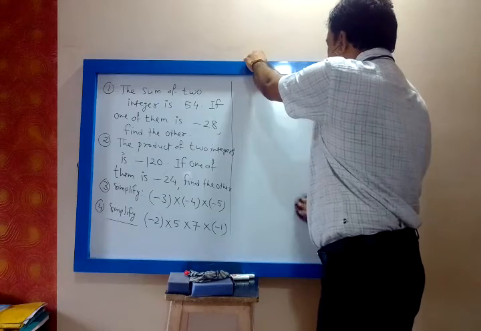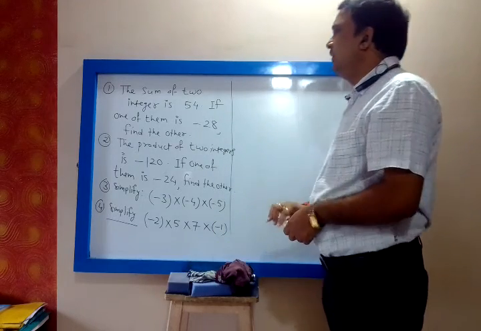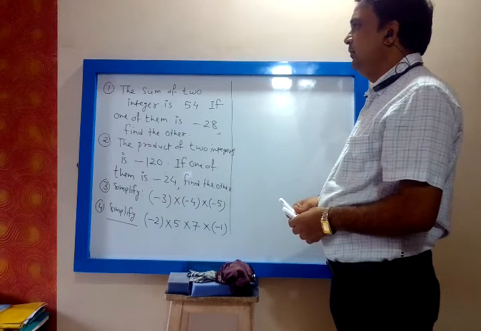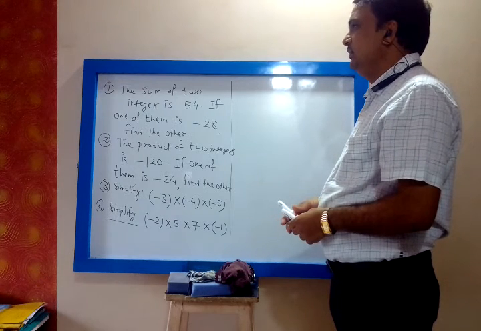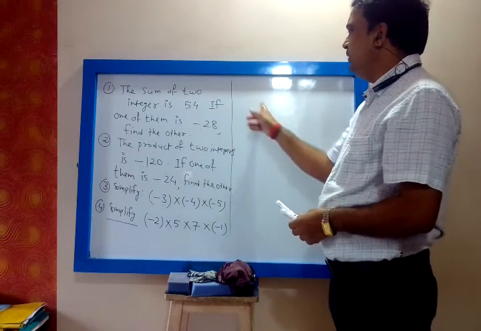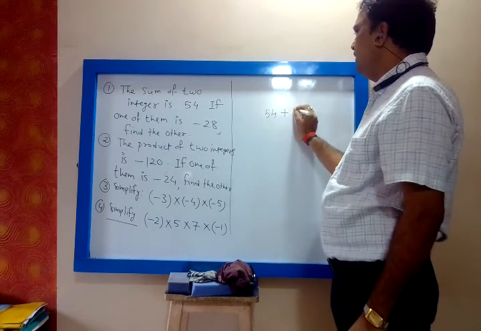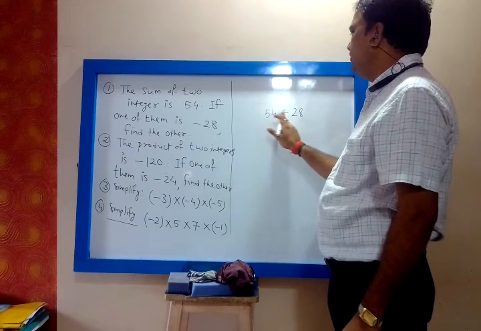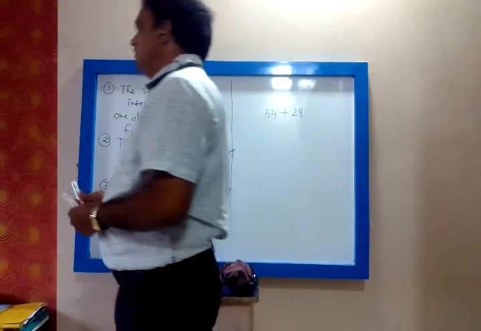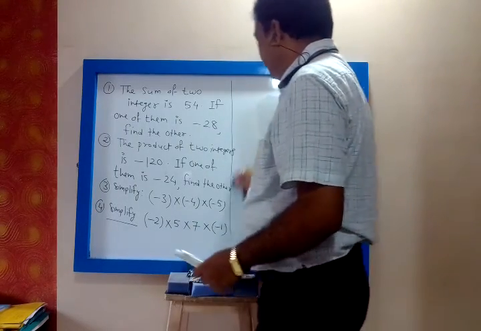Yes. Plus 28. Minus 28 will become plus 28. You will get 54 plus 28. Now both have same sign, plus, so you have to add the number. Take the common sign plus. Yes. Solve. Everybody has to solve this, my dear.